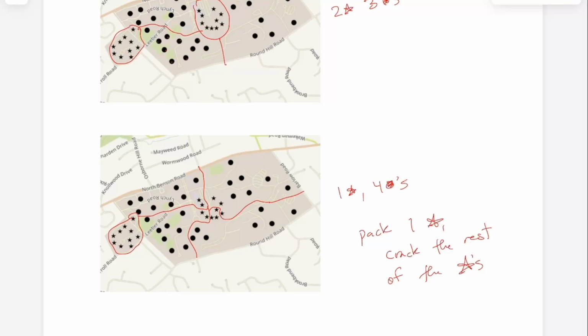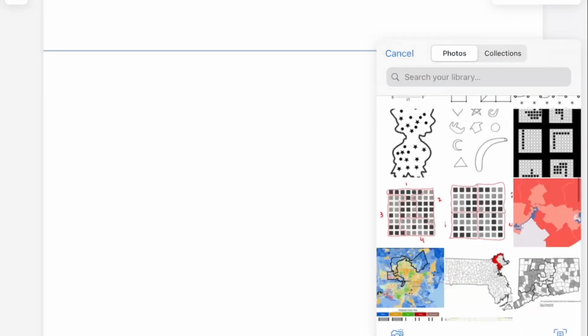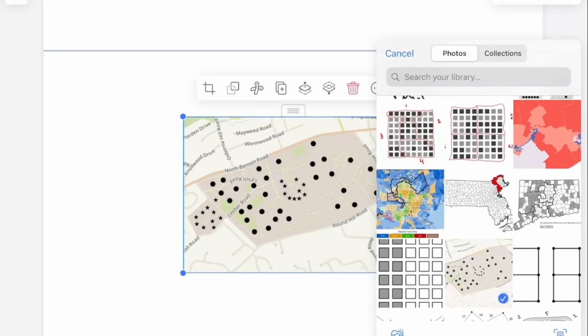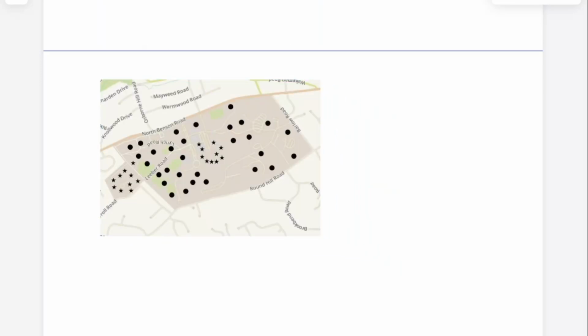Many ways to make this work, but I pack the stars into that one on the left, and then the stars in the middle, I crack them up into 4 regions so that they can't win any of them. Any questions about that? I hope everybody did something like that. All right, and then the 0 and 5. So this one is like cracking everything. 100% full crack. This would be 0 stars, 5 circles.